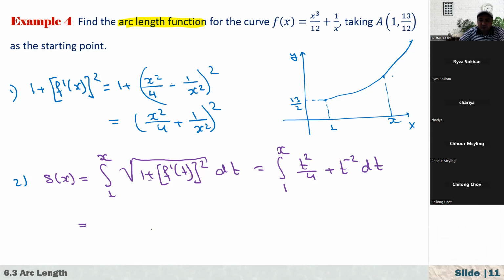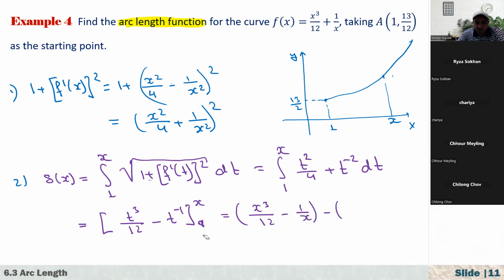So which is equal to, now if you integrate this, the first part is t cubed over 12, minus t to the power of -1, from 1 to x. When it is x, here we have x cubed over 12 minus 1 over x, minus, when it is 1, here we have 1 over 12 minus 1. Okay, so which is equal to x cubed over 12 minus 1 over x. 1 over 12 minus 1 is minus 11 over 12, so that's plus 11 over 12, right?